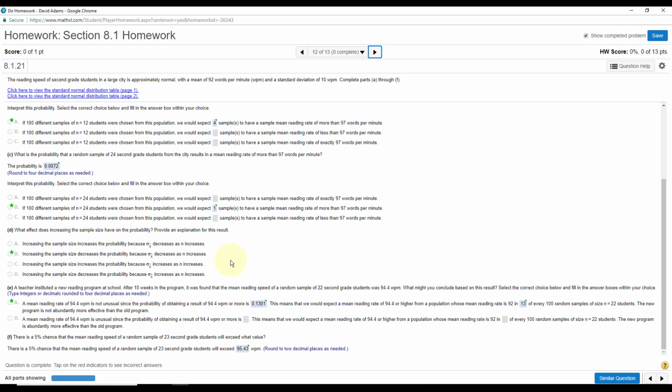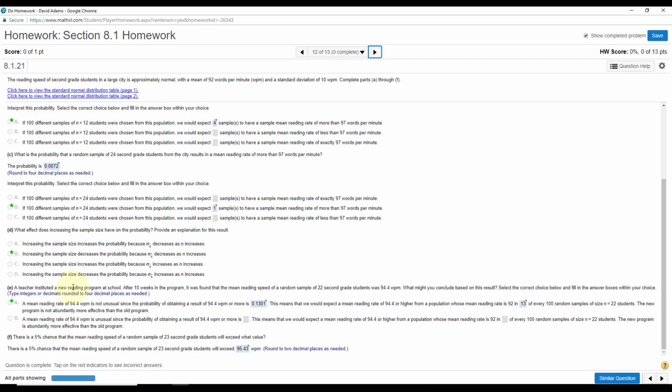So down here, in this last problem, a teacher instituted a new reading program at the school. After 10 weeks in the program, it was found that the mean reading speed of a sample of 22 students was 94.4. What might you conclude? What you should do in this part of the problem is implicit, so I'm going to explain it to you explicitly. The mean is 92. You instituted a new program. You want to know, is that new program working? Meaning, what's the odds, all right, of getting this 94.4 if it's true that the mean is 92?